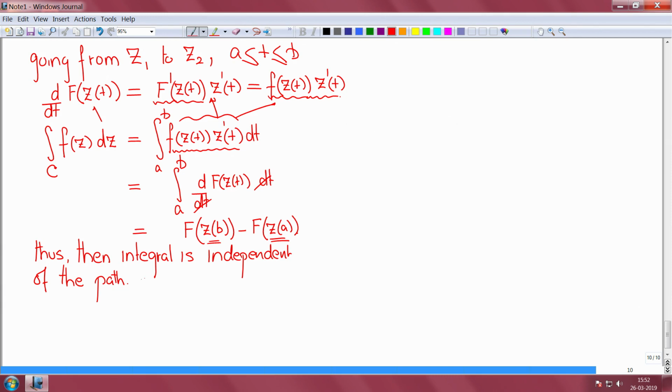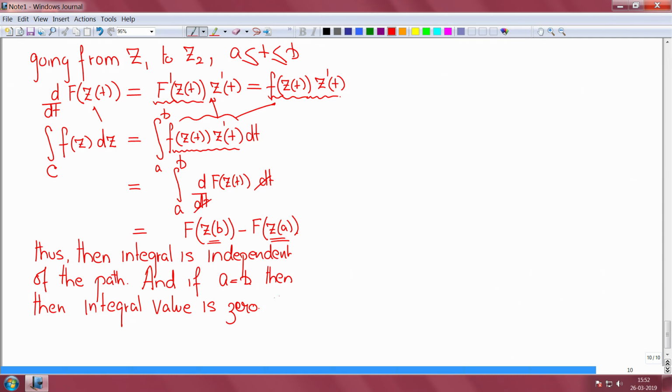And finally, if the second statement is true, and then we say a happens to be equal to b, then the integral is 0. Obviously the value of the integral is 0, which is statement 3.